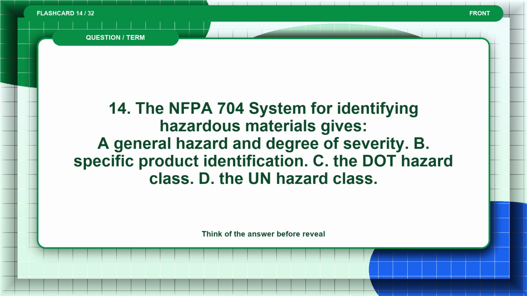Flashcard 14. The NFPA 704 system for identifying hazardous materials gives: A. General hazard and degree of severity. B. Specific product identification. C. The DOT hazard class. D. The UN hazard class. Think of the answer before the reveal.